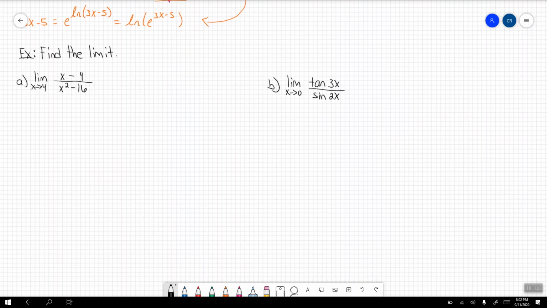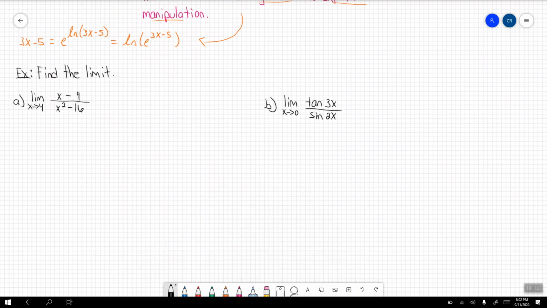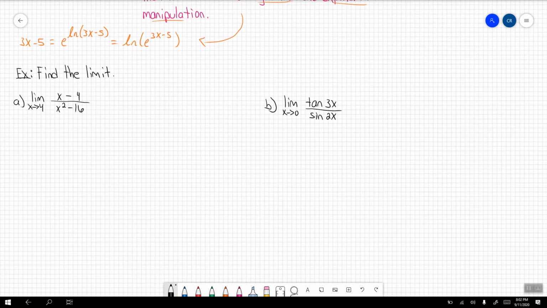So what I want to work on here are these examples. I want to find this limit on the left. This says the limit as x approaches 4 of the function x minus 4, all divided by x squared minus 16.